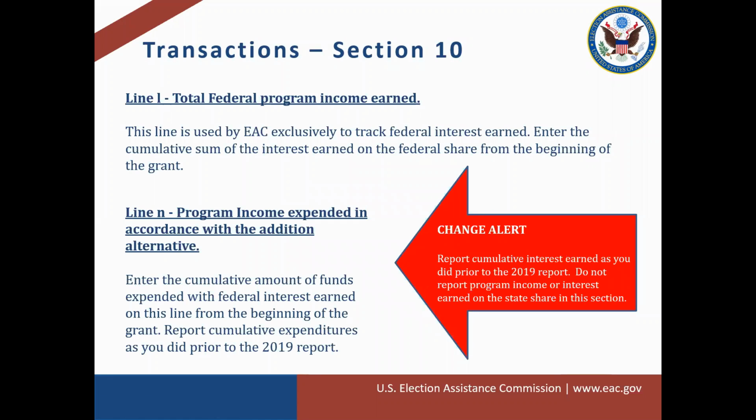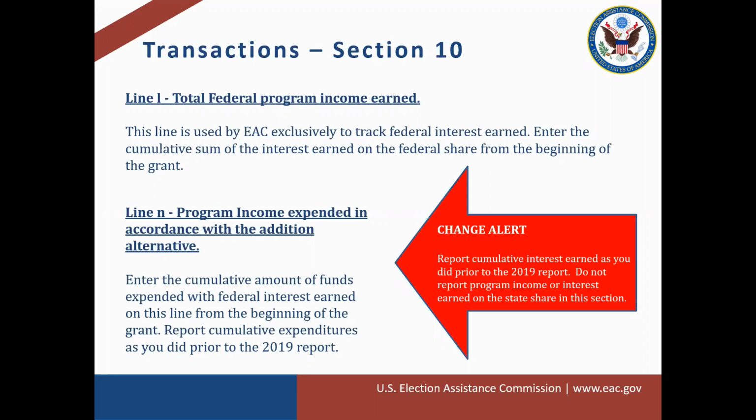So line L, okay, so here, like Peg said, most other federal agencies, they ask for you to report your program income in line L. The title says for federal program income. We want you to ignore that. For this line, we ask you to report your federal interest earned, not program income. So this is where you're going to put in the federal interest earned. And of course, it's cumulative, and we know we're being repetitive, but just for your benefit. So this is the interest earned on the federal share from the beginning of the grant.